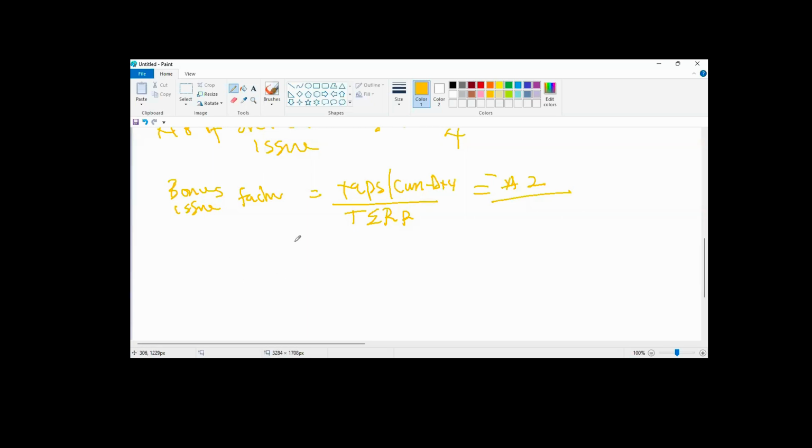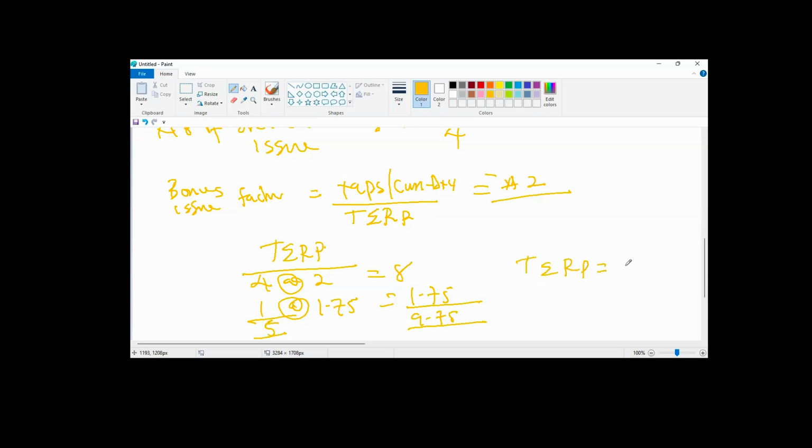I will now get the theoretical ex-right price. Okay, 4 at 2 naira is 8, 1 at 1.75, the right price, 1.75. I will now say 9.75 divided by 5. The theoretical ex-right price equals 9.75 divided by 5. My sister, help your brother. 1.95.